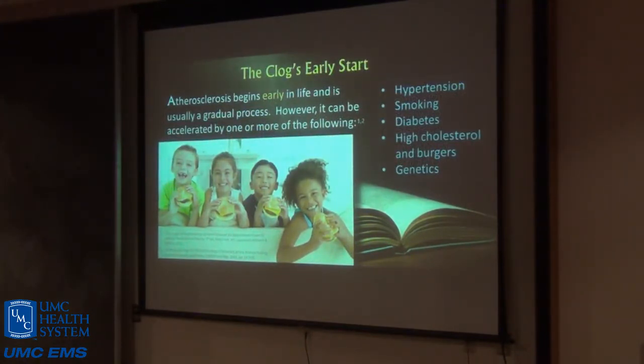It starts from when we're young. One of the biggest factors of this is my genetics. Okay? Some of the literature suggests up to 80% of this deals with your genetics versus 20% food. Where that really stands at the end of the day, we're still not for sure on that. The things that contribute to early clogging of my arteries is hypertension, smoking, diabetes, and high cholesterol in my hamburgers that I'm eating every day.